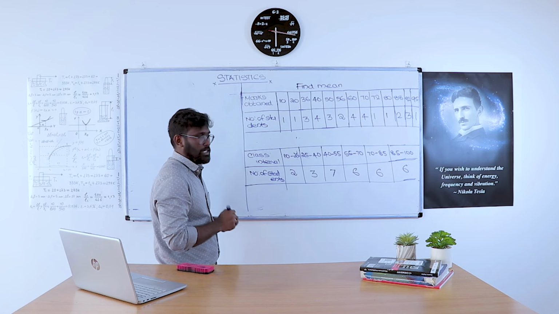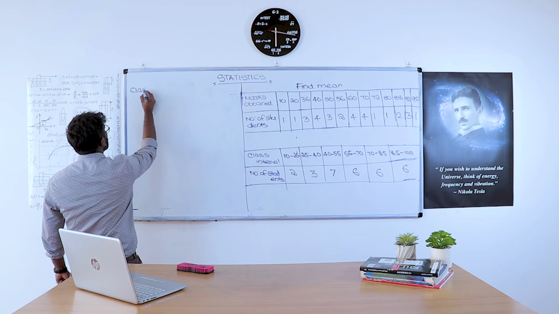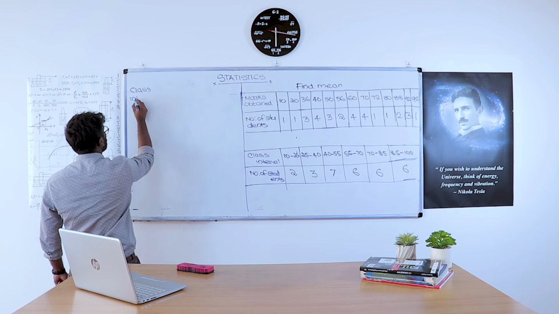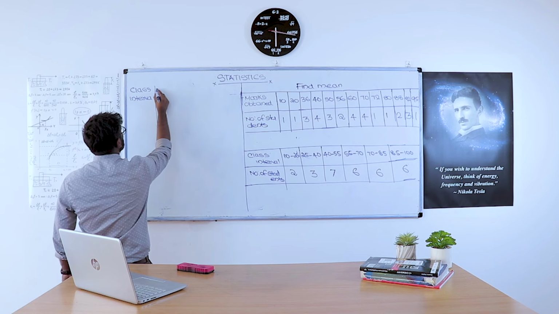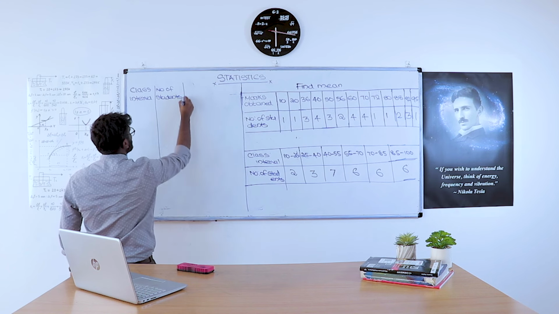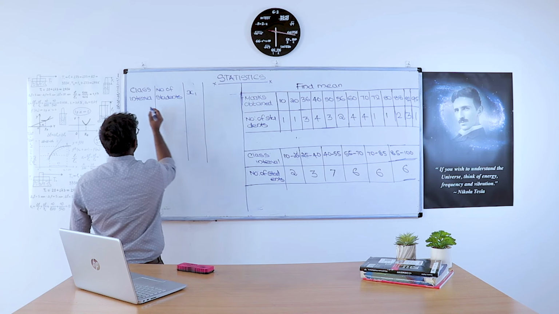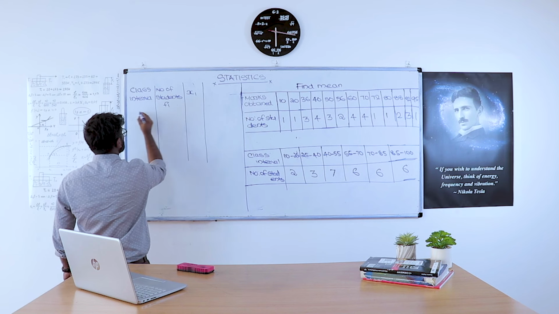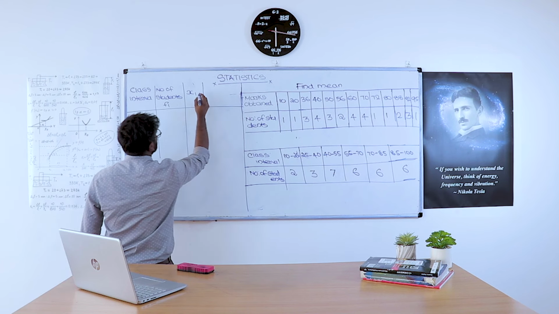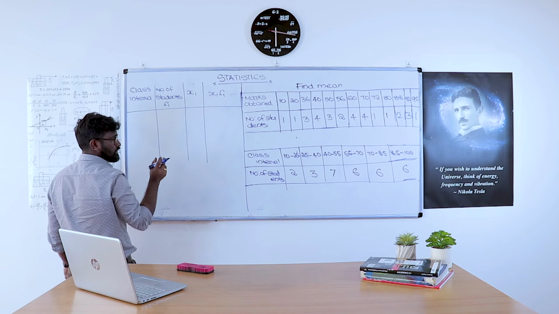How will you find the mean using this grouped data? I will write class interval, then number of students, then xi, and finally, with the number of students given by the value fi, xi fi. How will you find xi? I will let you know.